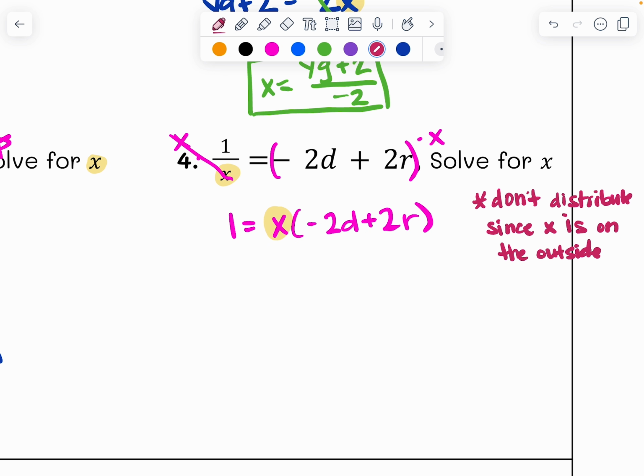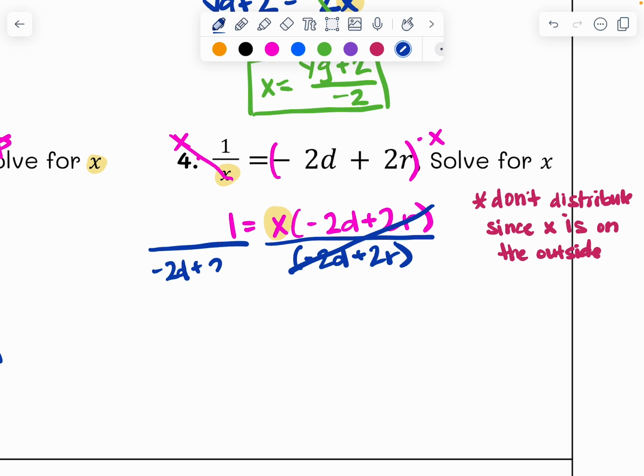The reason I don't distribute is because I can eliminate that entire expression by dividing. Since x is being multiplied by that whole expression, I can now divide by that whole expression to cancel it out. Got to make sure and do it to the right side as well. Negative 2d plus 2r.